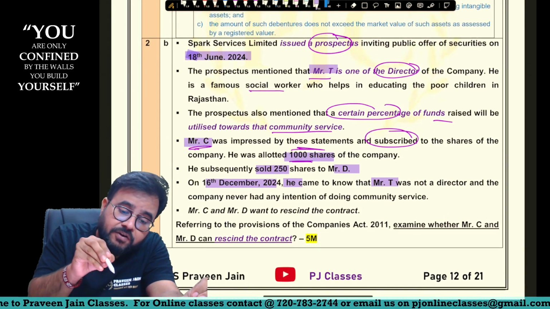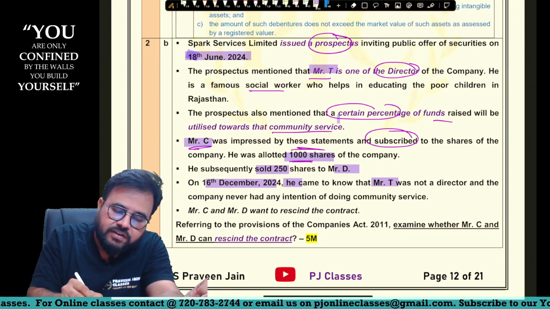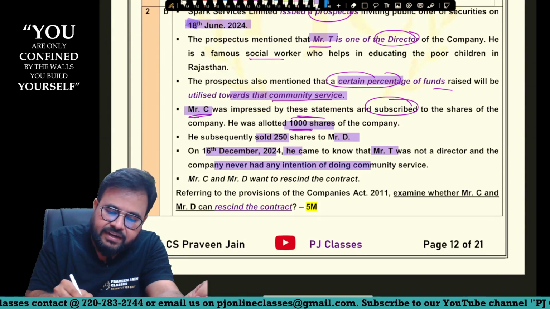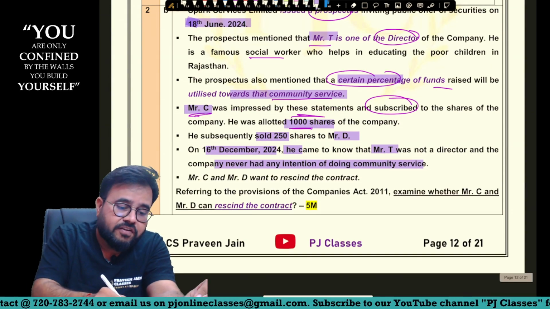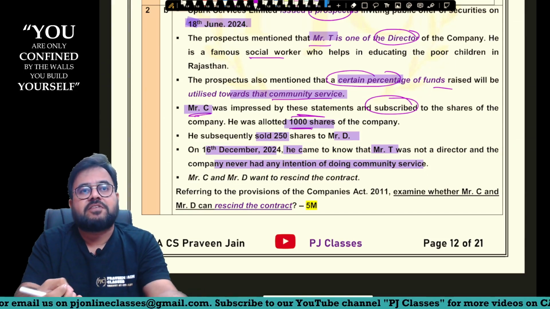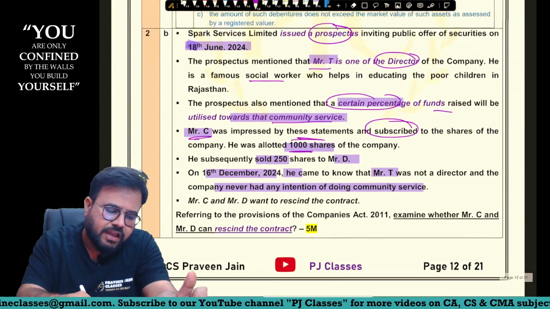Acha, in the prospectus it was written that he is a director, but actually he is not a director. And in the prospectus it was written that such a percentage will be given to community service, but the company never had the intention of doing community service. So obviously this is a misleading prospectus, and if it is a misleading prospectus, sir, civil liabilities and criminal liabilities will be involved.